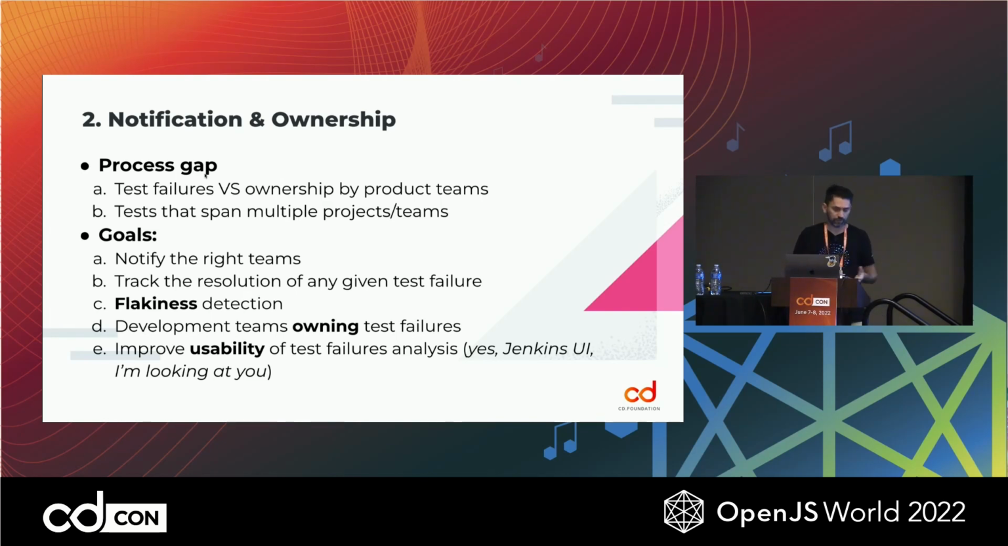Also about ownership of the test failures, as I mentioned, detecting which team is responsible for resolving a test failure. And finally, improving the usability of the test failures. Especially because we are using Jenkins, sometimes the Jenkins UI is not that easy to digest when you are looking for test results, test logs, etc.